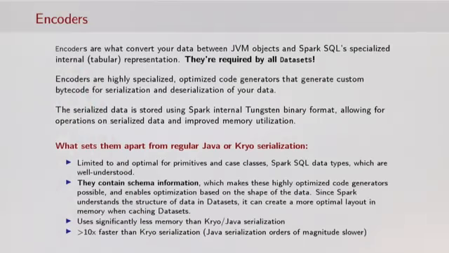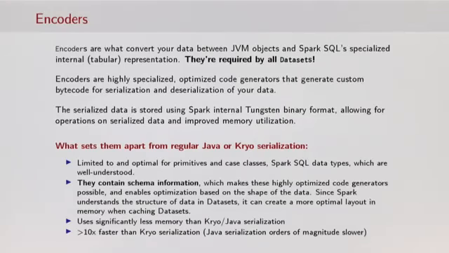So every dataset has encoders to go along with it. And these encoders are extremely specialized, optimized code generators that generate custom bytecode for serialization and deserialization of your data, and they do it all in this special internal tabular representation that we heard about. This special representation is Spark's internal Tungsten binary format, which allows these operations to happen on already serialized data, which greatly improves memory utilization, so we can put more stuff in memory and not have to unpack so much of it.